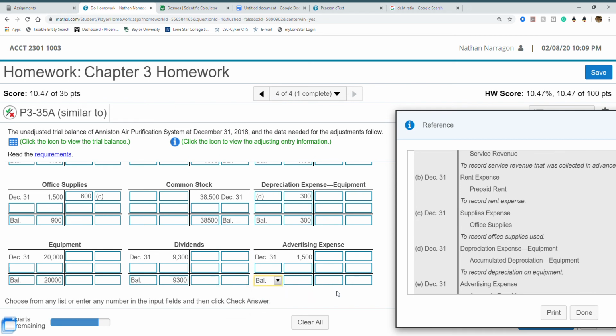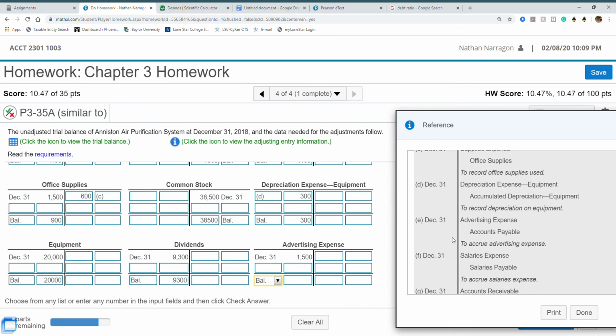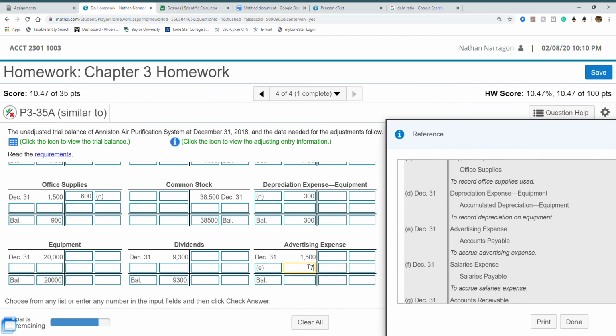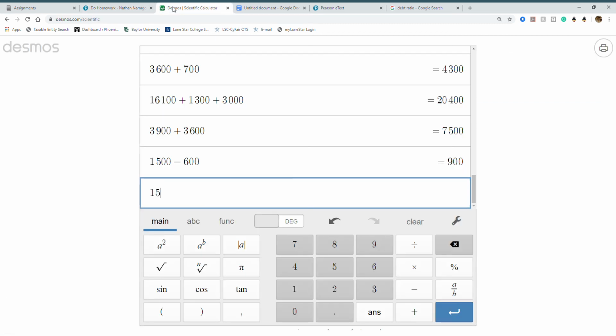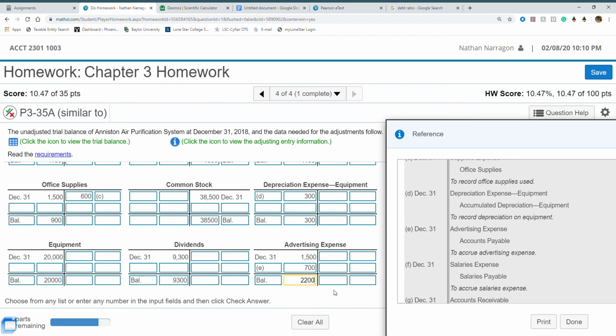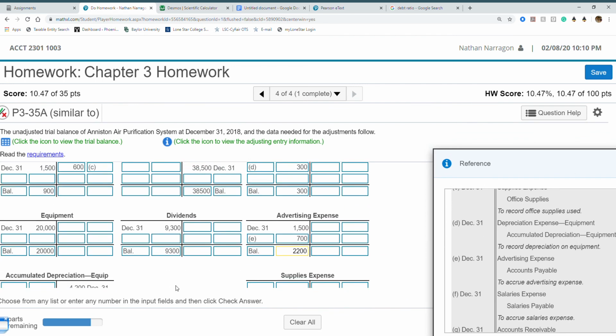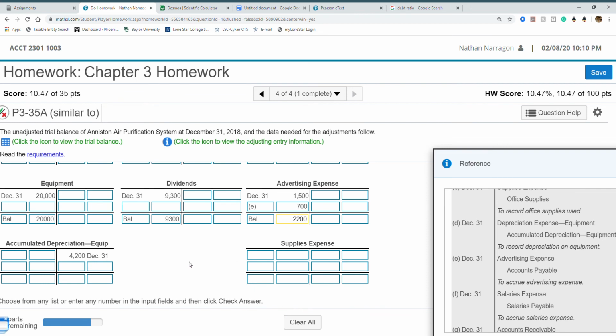Advertising expense. We should have accrued some. Yep. And this was 700. So again, that looks like about 2,200. Let's make sure. Yep. See, this is a tedious part. Oh, it looks like we're done. Nope, there they are. I don't know why it didn't scroll down. I didn't feel like we were done.